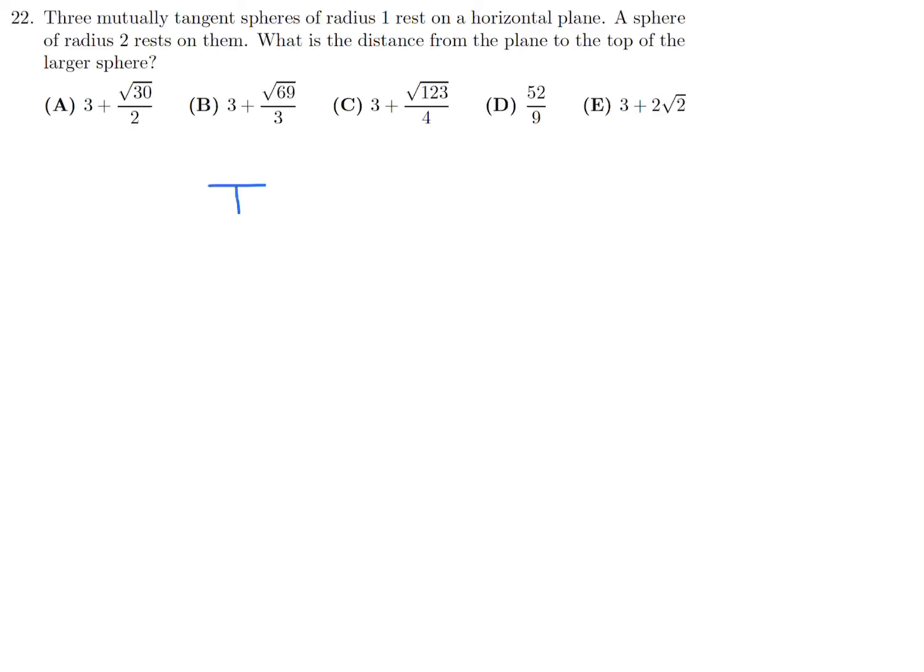So very similarly, our total height is the height from the center of the top sphere to the top, which would be 2 in our case. And then add to that the distance from the center of one of the bottom spheres to the bottom of the diagram, which is 1. And then very similarly the height that you have to figure out. So this basically becomes 3 plus h, and now I have to figure out h.